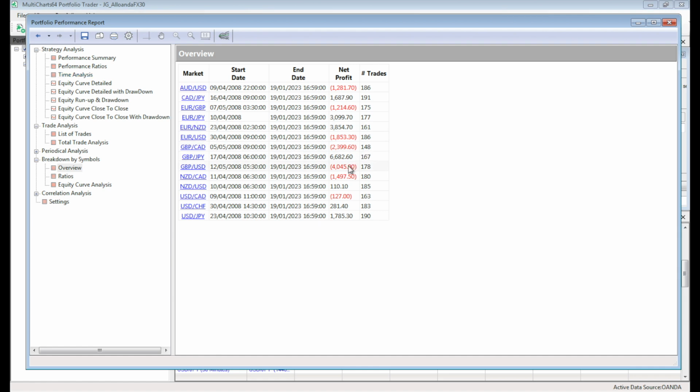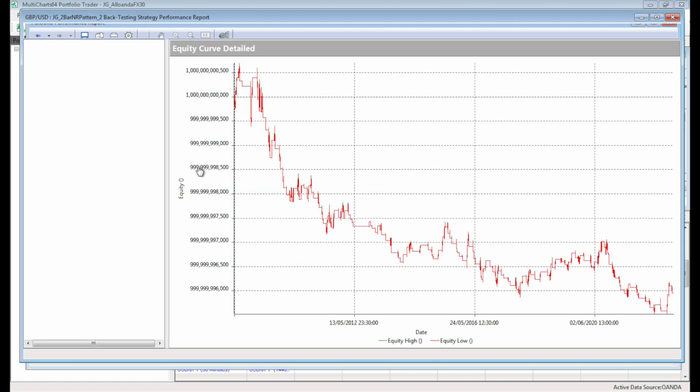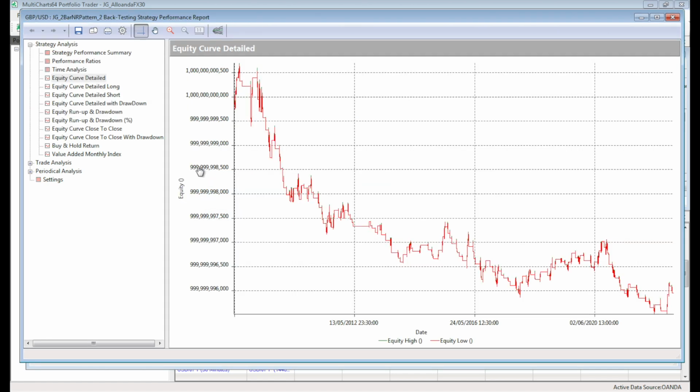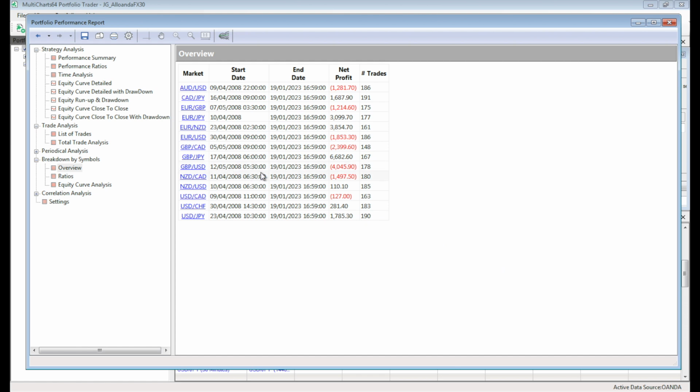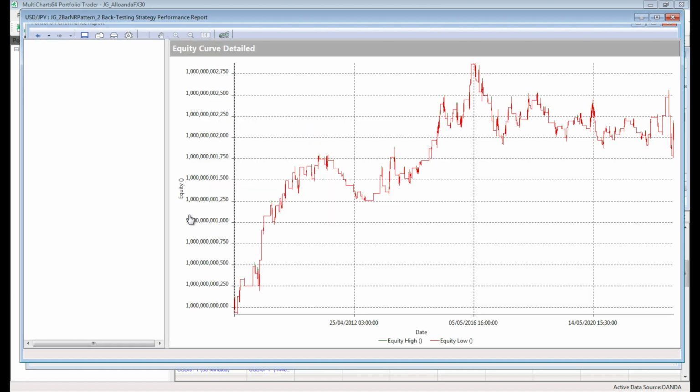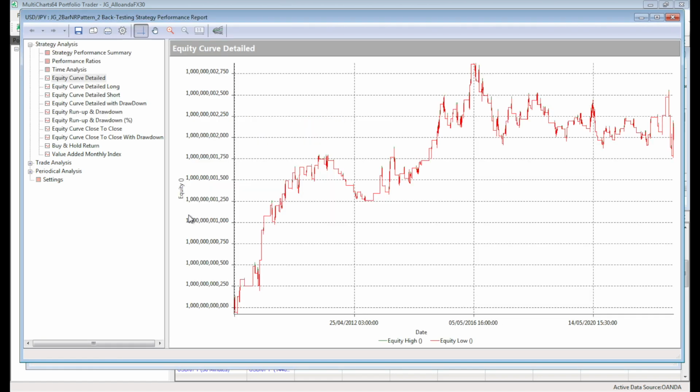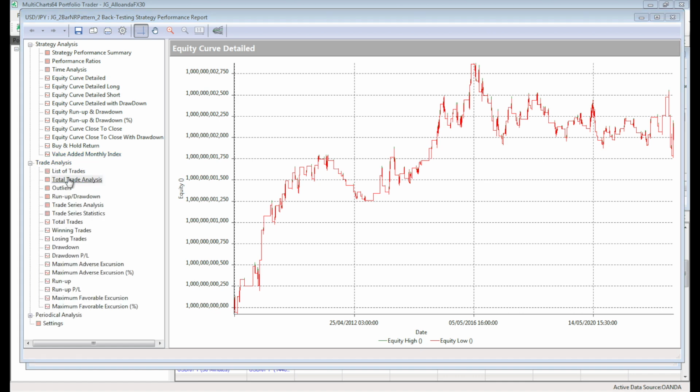Pound dollar is the least profitable again, with a similar equity curve. New Zealand dollar is barely making any profit. Dollar Swiss franc, barely making any profit. Dollar Japanese yen is making profit. Probably a better equity curve than before, but not that great, is it?